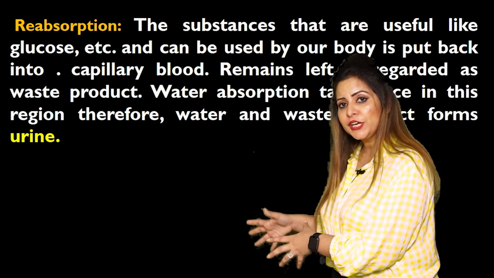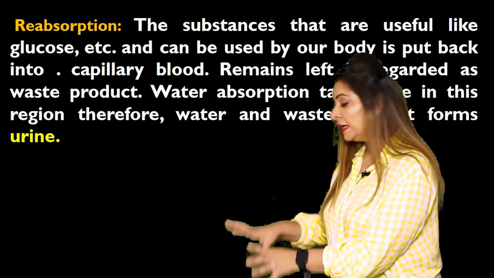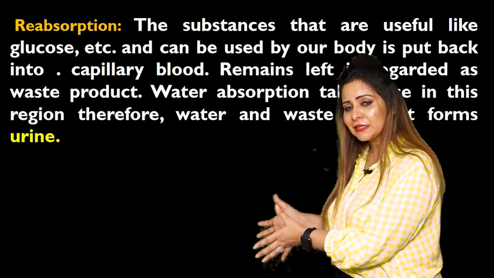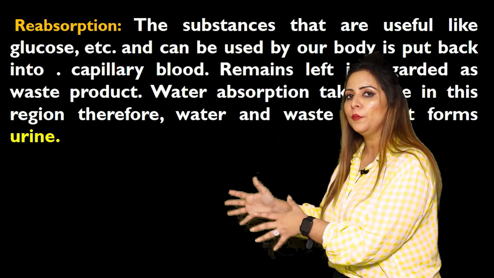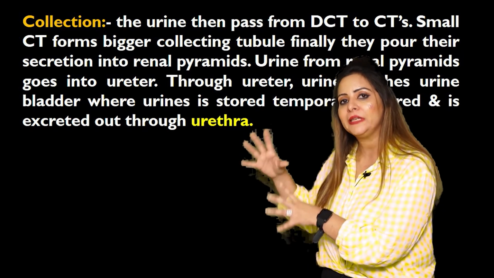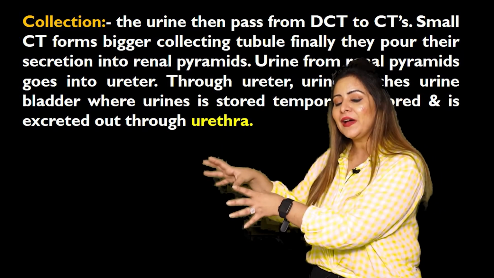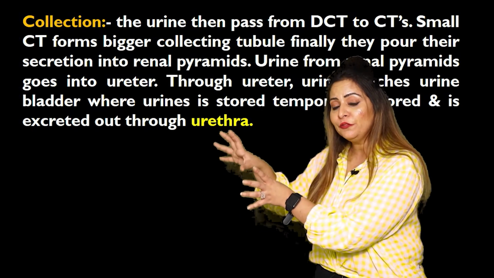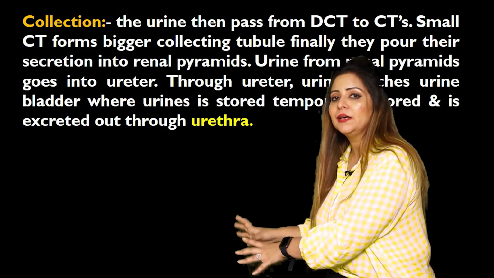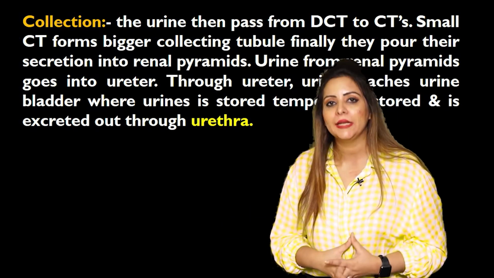That is the substances which are useful are put back into the capillary blood, and the remainder is regarded as waste. In this region, the water absorption is taking place. So water plus waste forms urine. Third, we have collection, in which the urine moves from DCT to CT, then to bigger CTs, and finally to renal pyramids, and then via ducts of Bellini moves to the ureter, and then through the ureter it moves to a sac called the urinary bladder. And in the urinary bladder, the urine is temporarily stored, and then through the urethra it is excreted out.